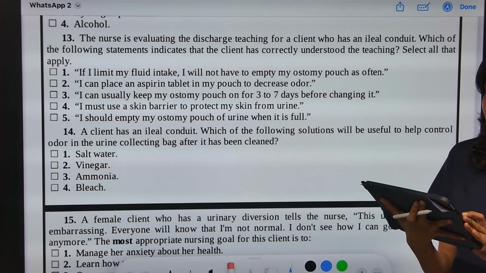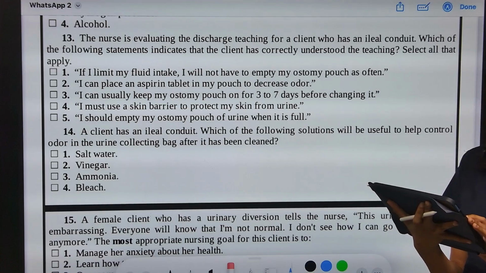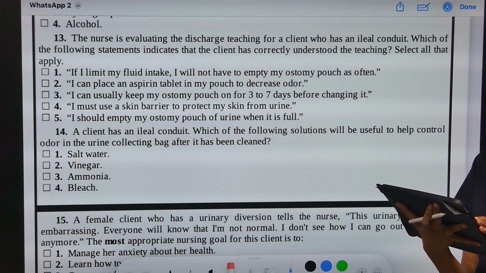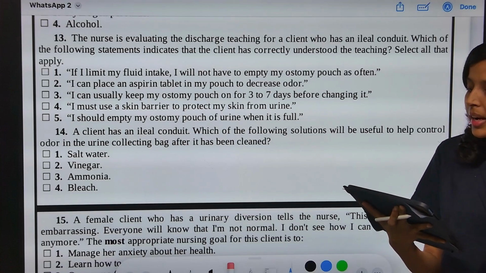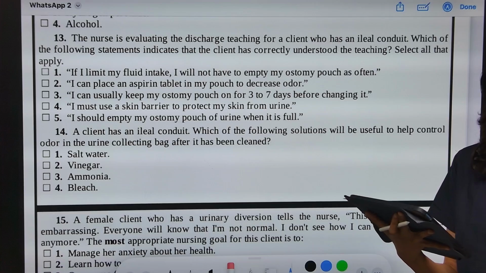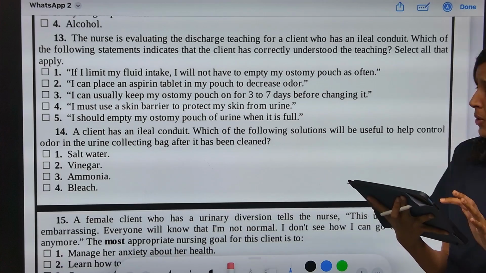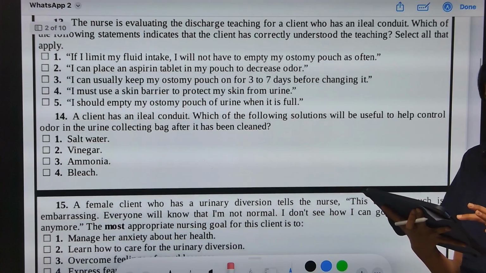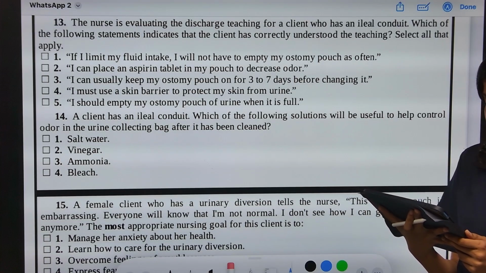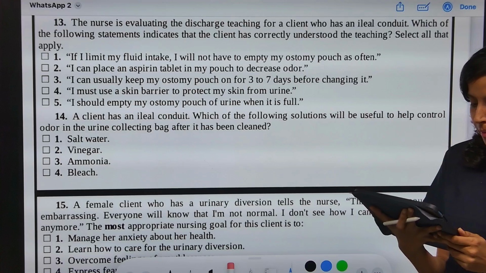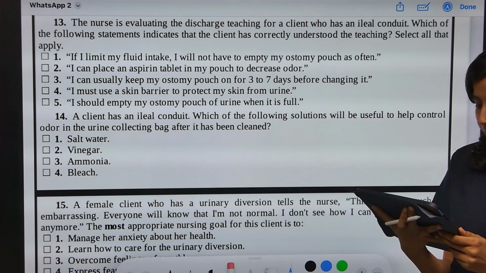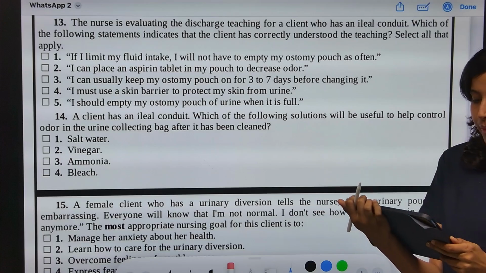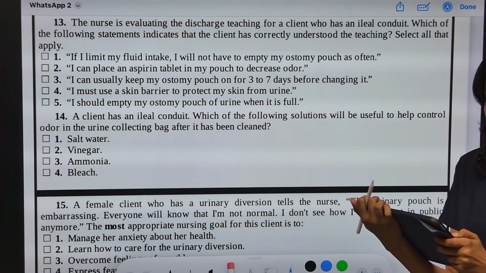The nurse is evaluating the discharge teaching for a client who has an ileal conduit. Which of the following statements indicates the client has correctly understood the teaching? It's again a SATA question. You have to select more than one answer. Just read the options and select the right answers. So the right answer will be 3, 4 and 5.